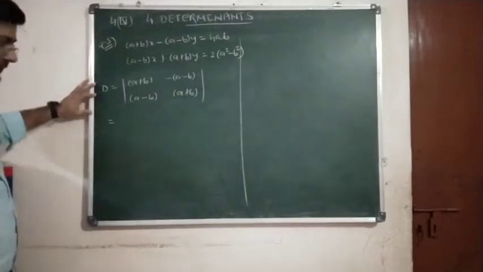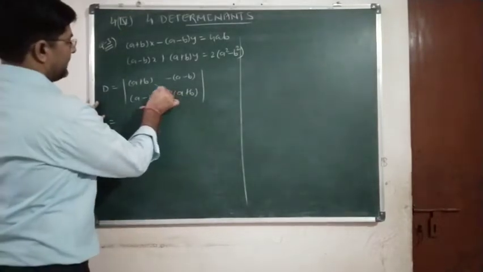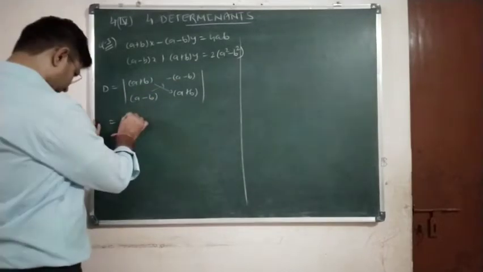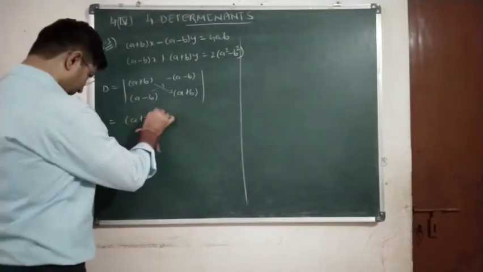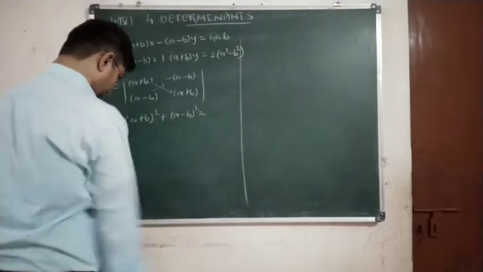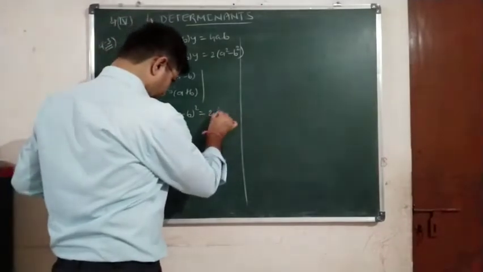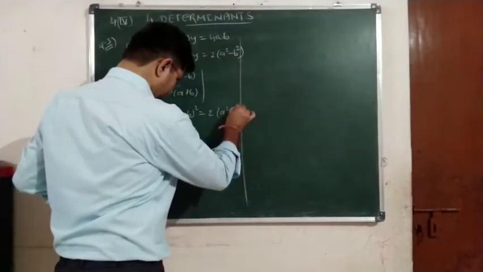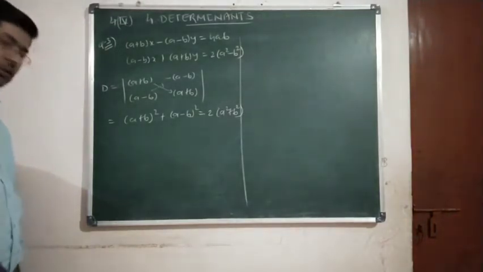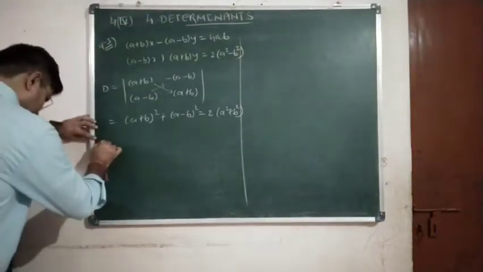So let us solve it simultaneously. AD minus BC: (a plus b) into (a plus b), that is (a plus b) the whole square, plus (a minus b) the whole square, is equal to 2 into (a square plus b square). So the value of D is 2 into (a square plus b square).